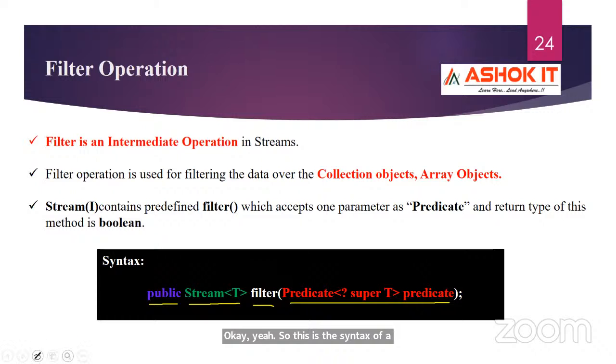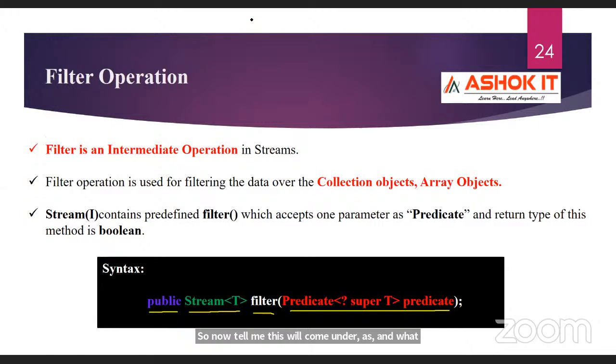This is the syntax of a filter method. The public methods, everyone can access, sir. The return type of the stream methods is nothing but the stream object. So now tell me, this will come under what? Intermediate operation or terminal operation, guys? Intermediate operation, right? Yes, it is an intermediate operation, sir.